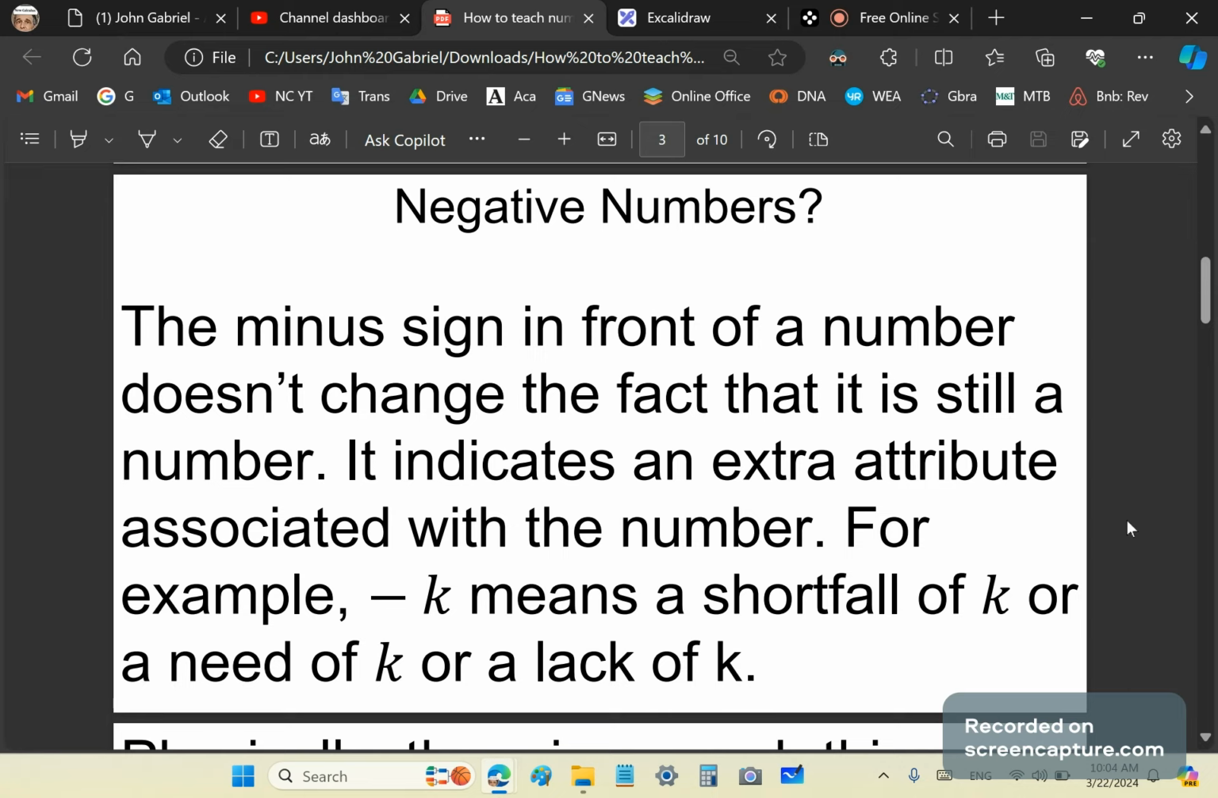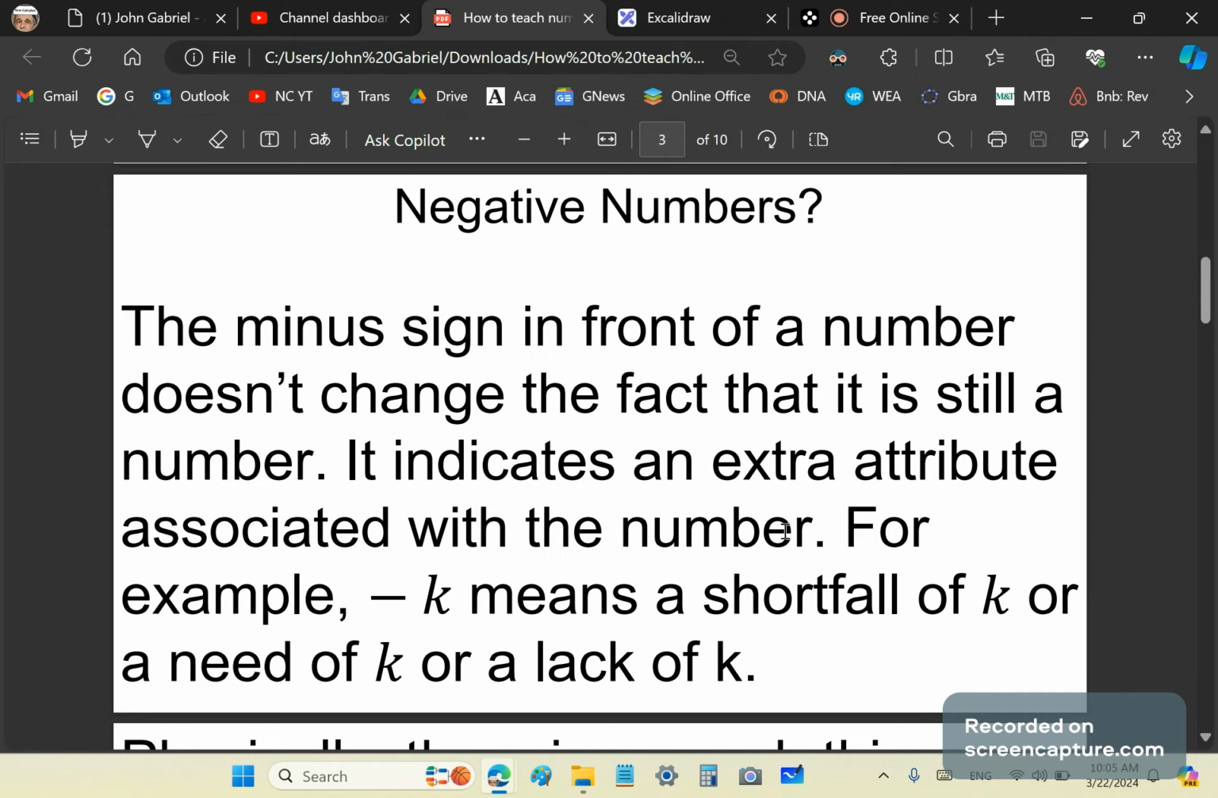And it only acquires meaning in the physical world, because a negative number usually has an extra attribute attached to it. In other words, not just a name that's given to the measure of a ratio of magnitudes, but it indicates a direction. So in a sense, a negative number is almost like a vector, okay? Like the first part of a vector definition, because what it does is indicate that we might have a shortfall of k, or a lack of k, or a need of k, and that's all it does. But the minus that appears in front of the k doesn't change the fact that k is a number, okay?